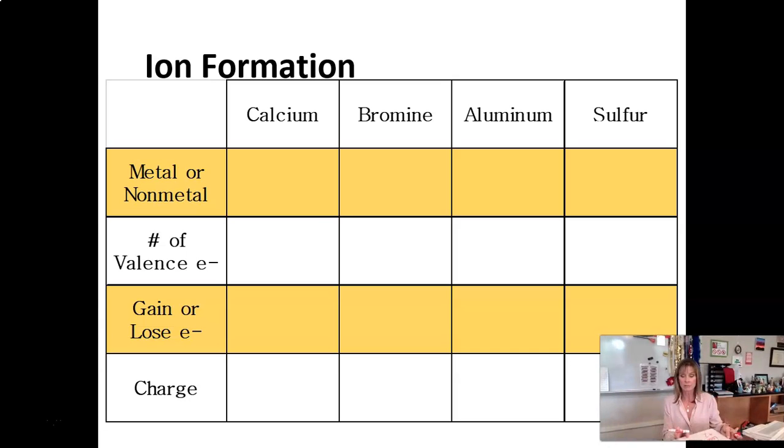All right, bromine. Bromine is a nonmetal. It's way over on the other side of the periodic table. How many valence electrons? Well, it's in group 17, so it has 7 valence electrons. Is it going to gain or lose? It's going to gain electrons. It's going to gain 1 electron, because when it does, it'll have 8. Okay, its charge will be -1.